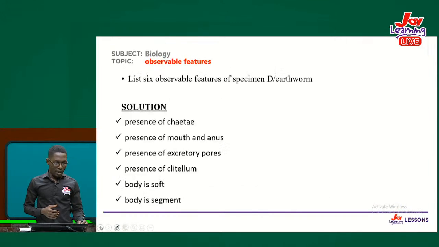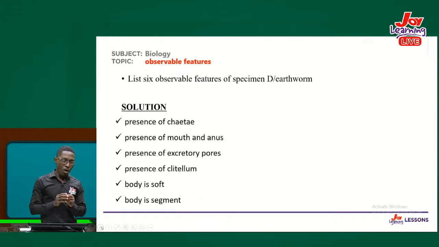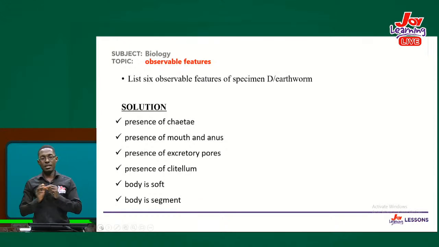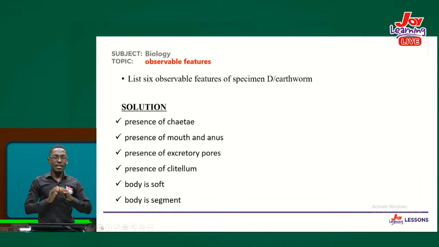Another question they usually also ask, after habitat, is about features. They may ask it in two ways: observable features, or observable features with a function. We'll get to that second part. So the first one, if they say list six observable features of, let's say, specimen D, in this case earthworm, they just said list them, mention them. So what can you see on the organism?